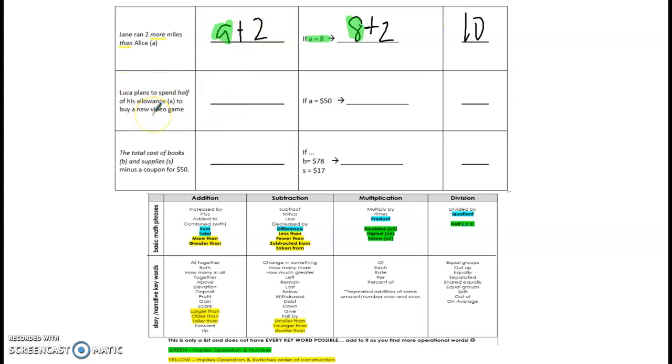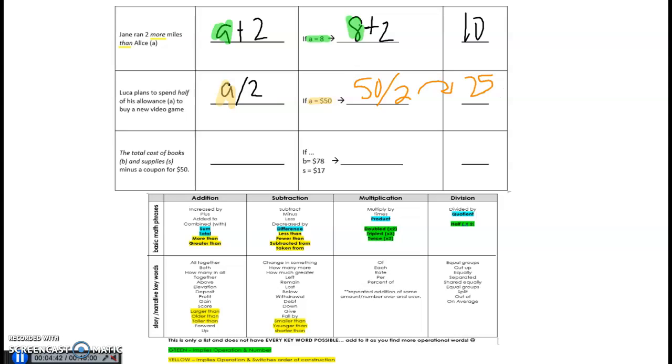All right, how about this one? Luca plans to spend half of his allowance to buy a new video game. First, his expression: half is one of those green words that means divide, and we're going to divide by 2. What are we dividing by 2? His allowance. So we're going to say A divided by 2. Now let's say Luca's allowance is $50. So I'm going to take that A, and now I'm telling you it's $50. We're going to put a 50 and divide it by 2. How much is he going to spend on his game? He's going to spend $25. That's half of his allowance.